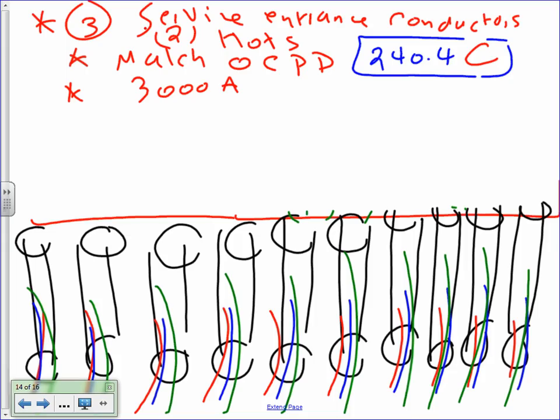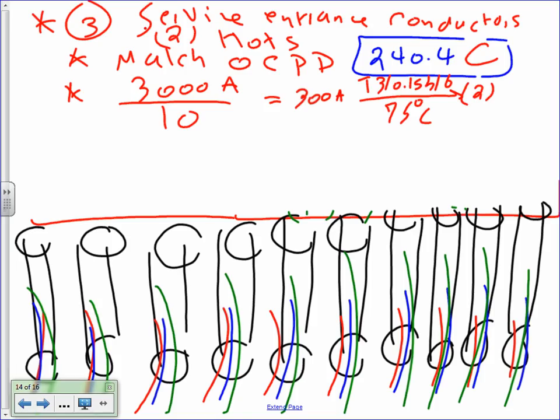So I decided to parallel 10 conductors. If you divide 3,000 by 10, what do you get? 300 amp. Take this to Table 310.15 B16 under the 75-degree column. What size can you come up with? 300 amp at 75 degree, you're looking at 350 kcmil. So I have two conductors, 350 kcmil.